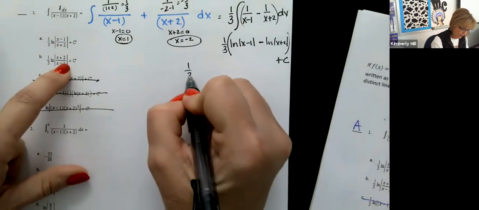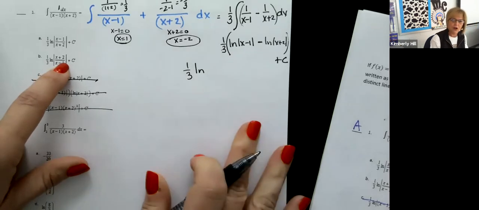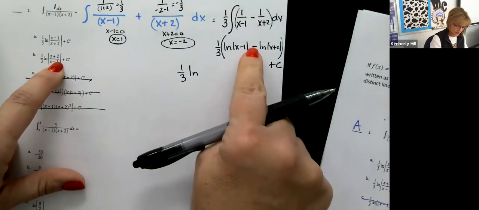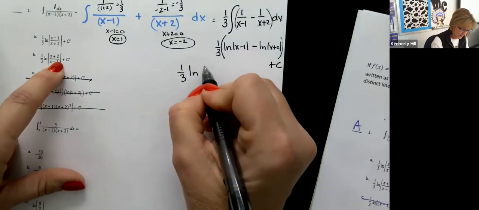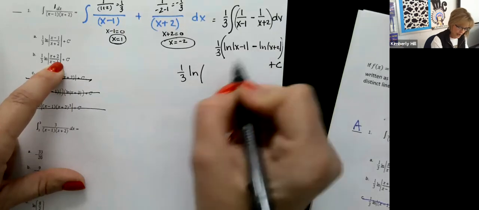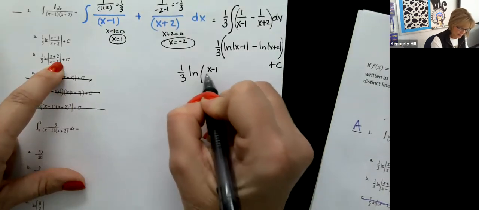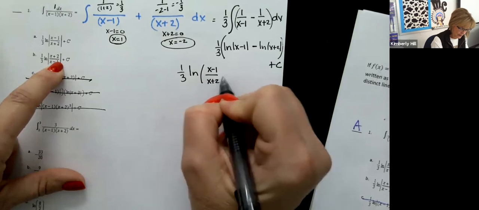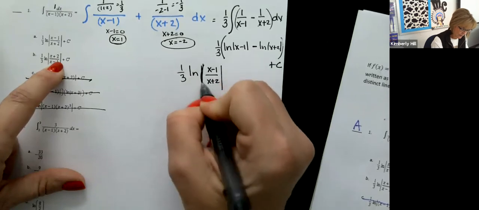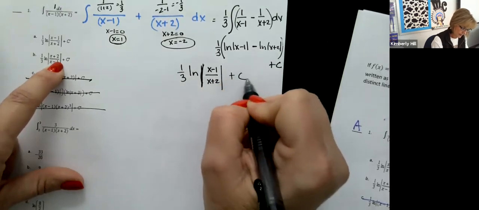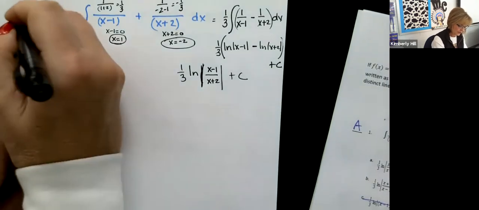So we would have 1/3, and then don't forget your log properties. Subtract becomes division. So x minus 1 over x plus 2, plus c. So that matches A.